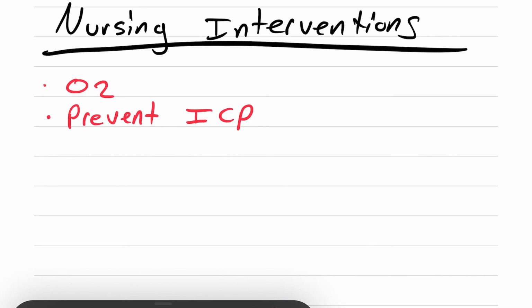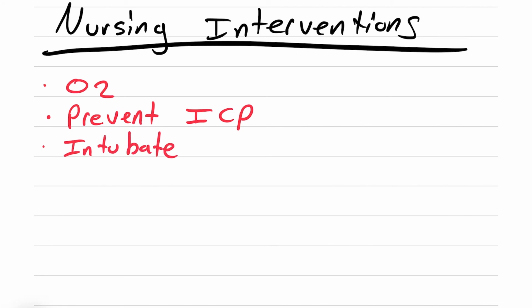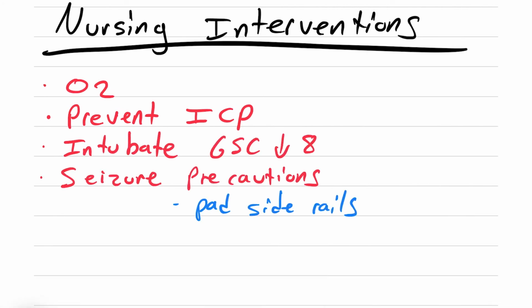So if you haven't seen the intracranial pressure video, then I would highly suggest it so you know what type of interventions this involves. Aside from providing oxygen, usually with a non-rebreather if it's an emergency, the patient may also be intubated. We also want to initiate seizure precautions, so make sure you pad the side rails and have suction at the bedside.